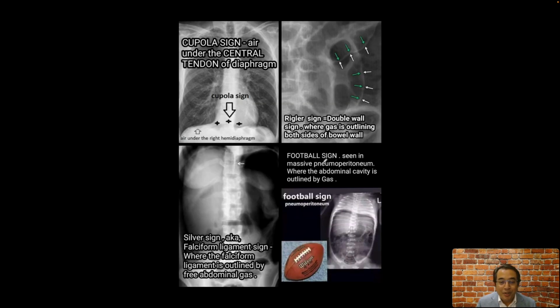This is a picture from the internet showing all different kinds of signs that we can see in patients who have pneumoperitoneum, especially on plain film. So we have the cupola sign, Wriggler sign, football sign, and the silver sign. These signs are helpful in making the diagnosis of pneumoperitoneum on plain films.